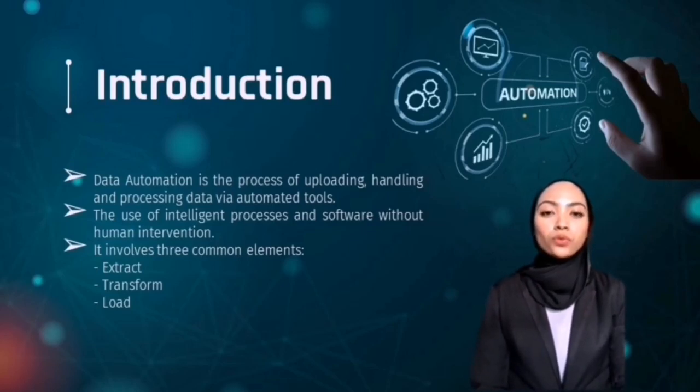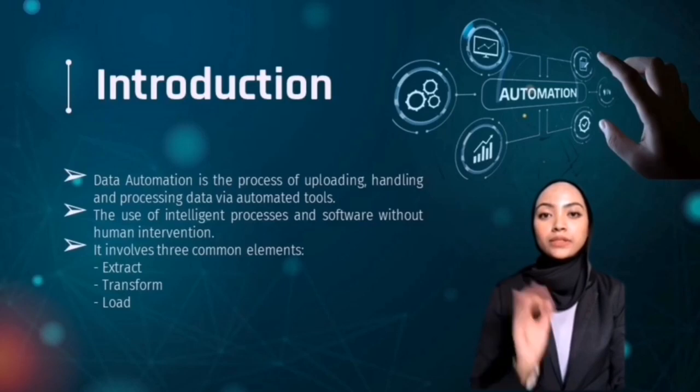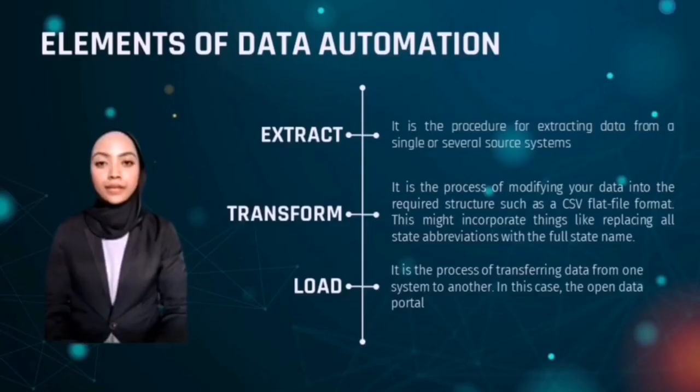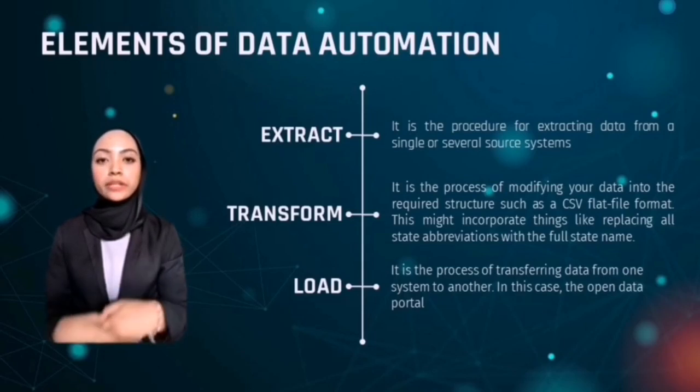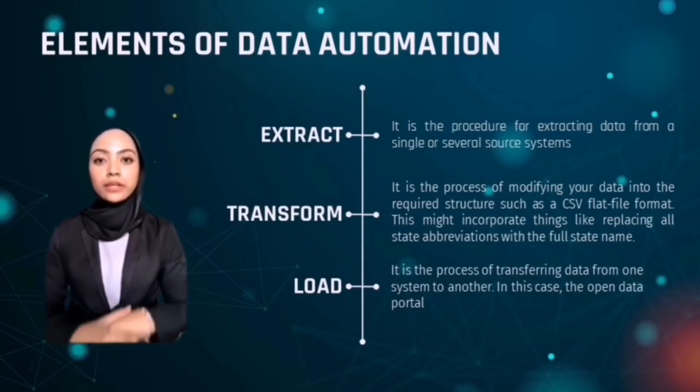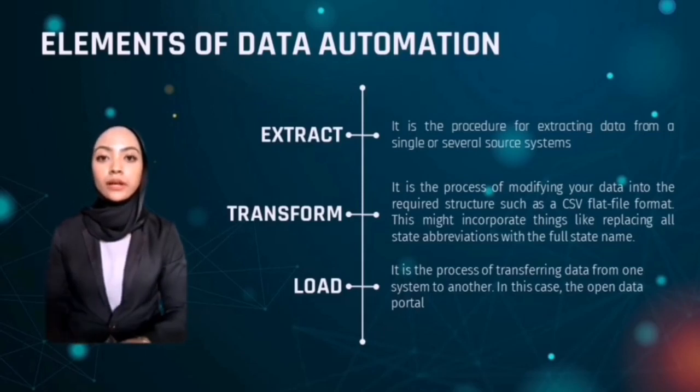So, data automation involves three common elements. First one, extract, transform, and load. Next is the explanation of more about the three elements of data automation. The first one is extract. It is the procedure for extracting data from a single or several source systems.